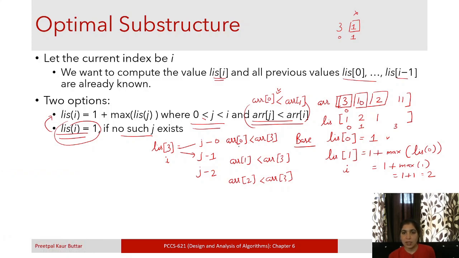Array at 0 is 3, array at 1 is 10, and array at 2 is 2. And array at 3 is 11. Everywhere it is 11. So now you see this condition is satisfied here.